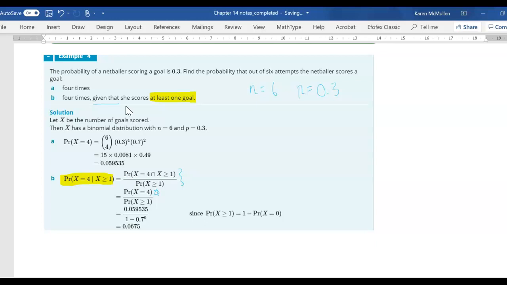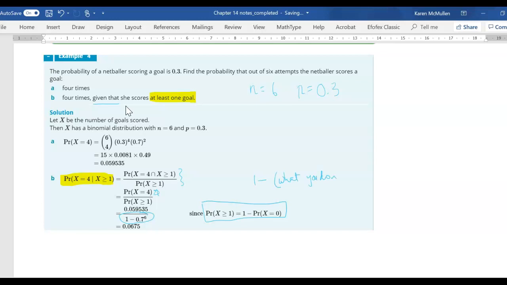What they've written over here, you don't need to do because you're doing it on your calculator anyway, but you might be thinking, why have they written this and not done it on the calculator? Sometimes you can calculate probabilities by doing 1 minus what you don't want.